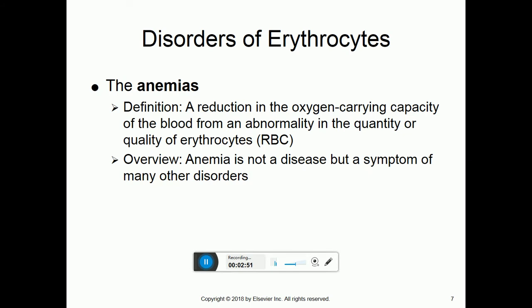You can have disorders of erythrocytes from a hematological standpoint. One type of disorder is anemia. The definition of anemia is a reduction in the oxygen carrying capacity of the blood from an abnormality in the quantity or quality of erythrocytes. Anemia is not a disease, but a symptom of many other disorders. Anemia causes commonly seen in PT fall under 5 broad disease-related categories.